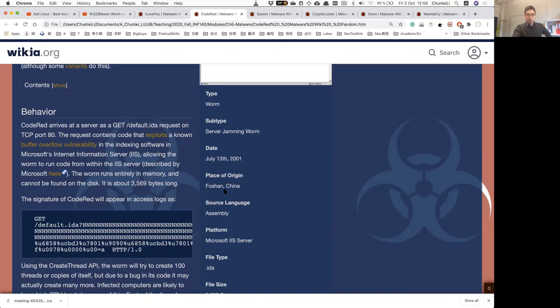And also this is Foshan. This is a city in Guangdong, and I think there's no university in this city. And of course, it has a very weak connection with why the virus is from this city.